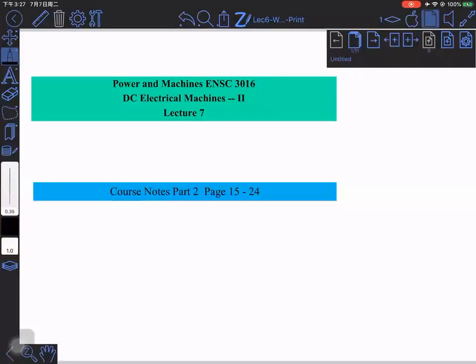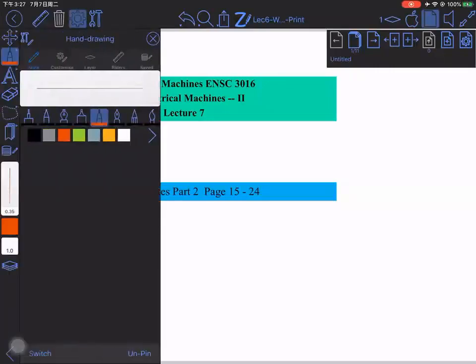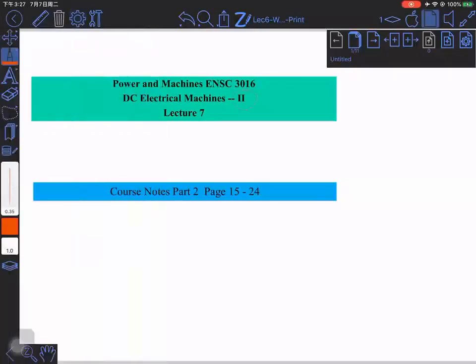Okay, today we are going to look at lecture 7, which is the second part of the DC electrical machines. You can find corresponding lecture notes in the online lecture notes part 2, from page 15 to 24. Previously, we have spent 2 lectures introducing the fundamentals and some details of the DC machine. There are several key points. Let's briefly recapitulate them here.